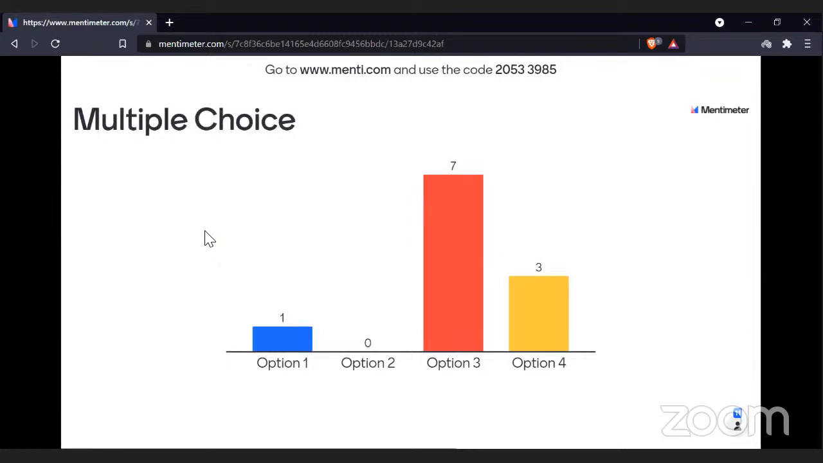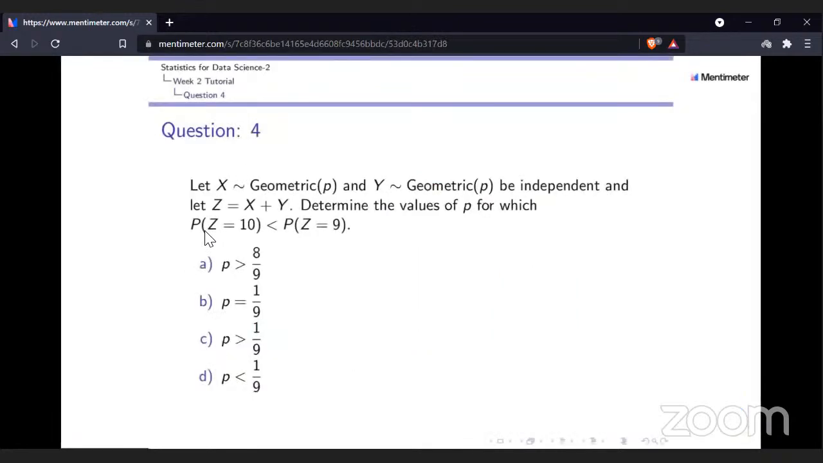Okay, can you explain why did you mark option 4? I think I made a mistake in the inequality. I didn't see there's a minus sign, so I should have. Yeah, it's okay. It's fine.